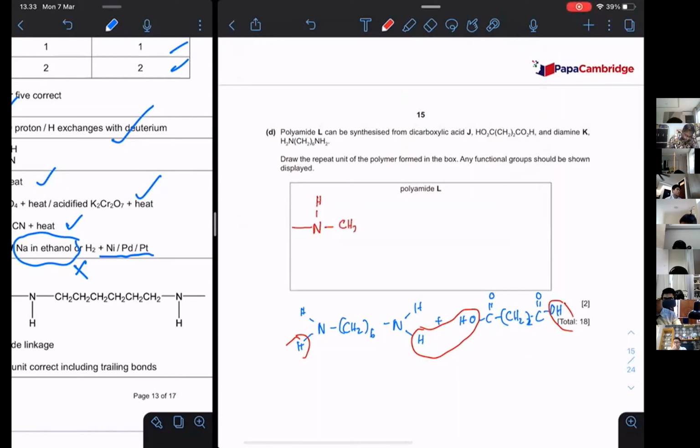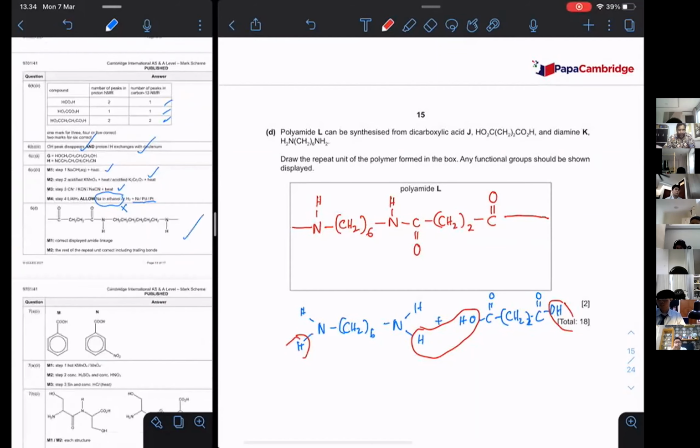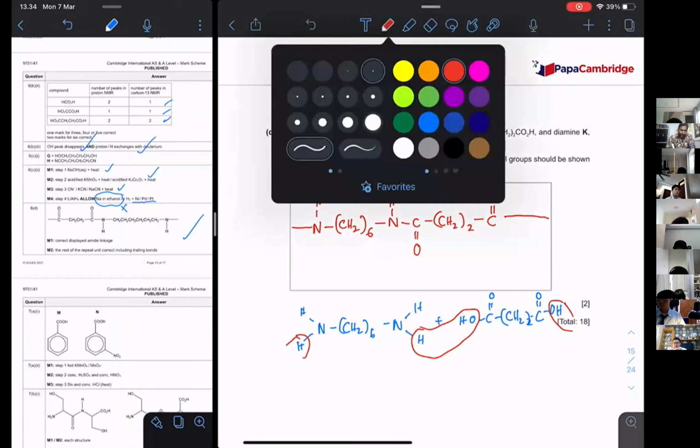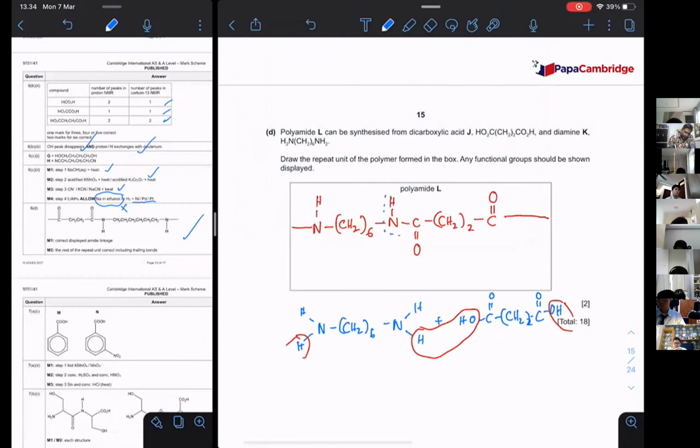then CH2 bracket 6 NH, and then join with carbon. The moment you see this, bring the double bond O like this, and then you join CH2 to C double bond O like this. This is how you draw. They say draw the repeat unit and the functional group should be displayed, if you want. Also, you can say that this is the peptide linkage, if you want to show.